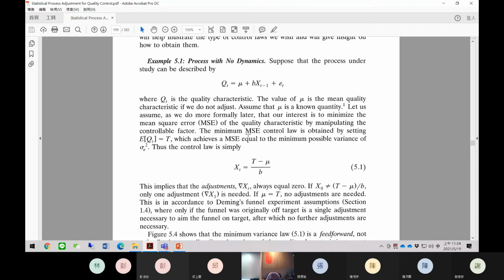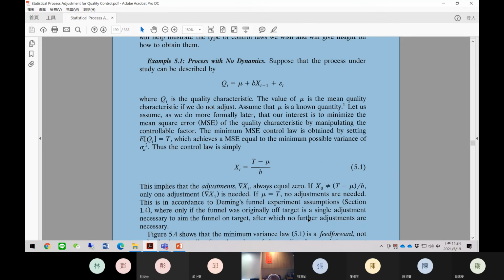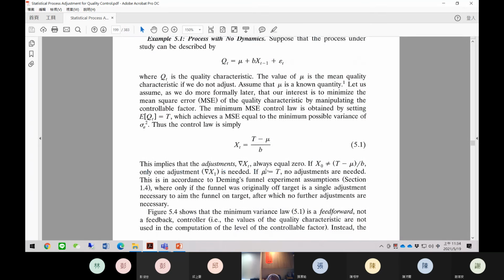So the minimum MSE, mean square error, control law is obtained by setting the expected value of the Qt equal to the target. This implies that the adjustment, delta Xt, is always equal to 0. So now we don't do any adjustment. If the initial is not equal to the target, only one adjustment is needed. Once mu equals the target, no adjustment is required.